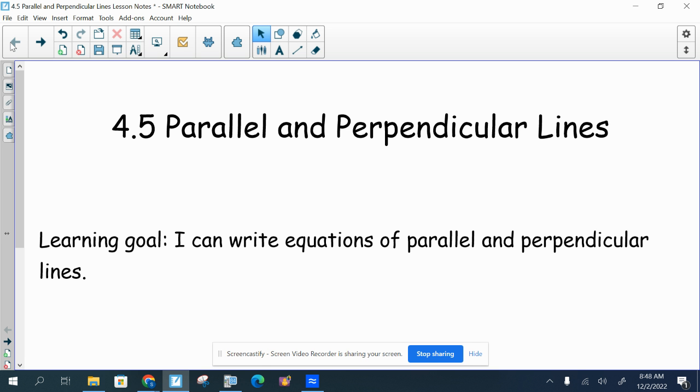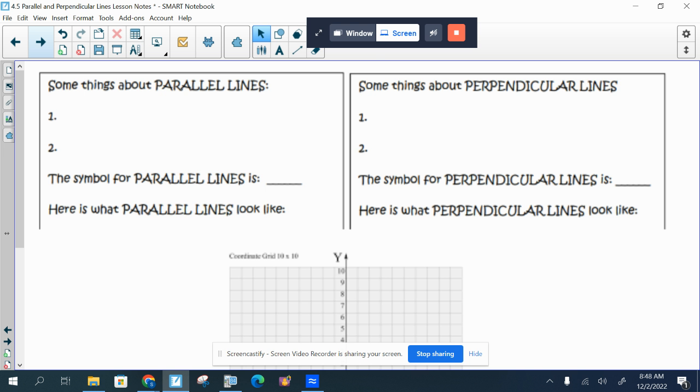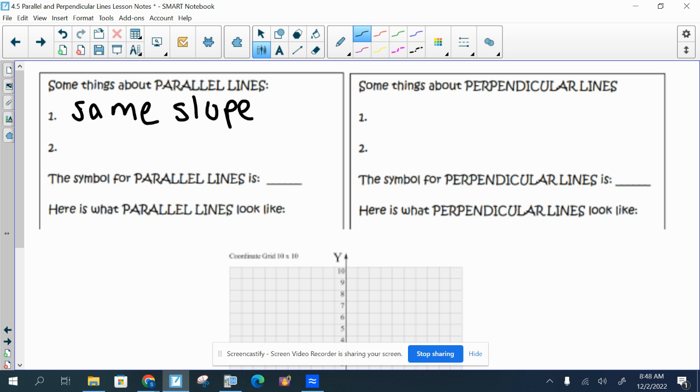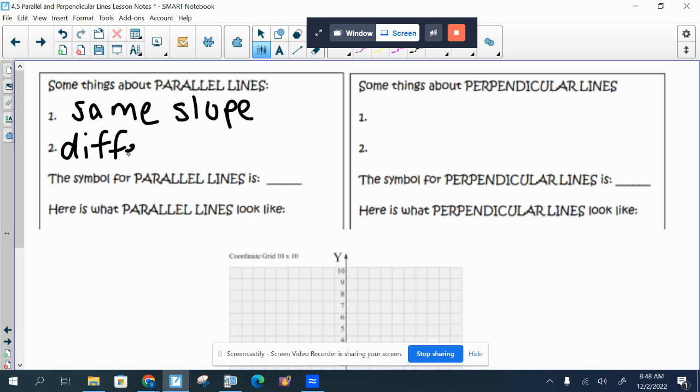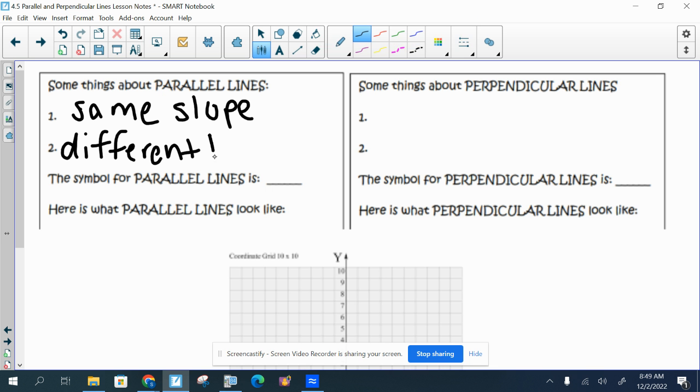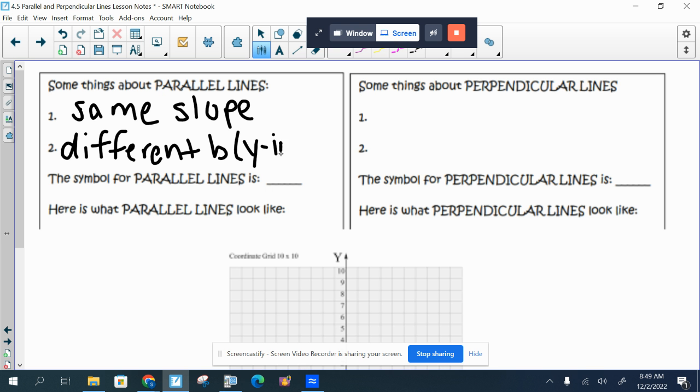So things we know about parallel lines is they have the same slope. Oh my gosh, sorry. Can you get that for me? It just flew out of my hand. All right. So anyways, parallel lines have the same slope. But they will have different y-intercepts. Because if they have the same y-intercept, then they're just going to be the same line. So different b, which is the y-intercept.